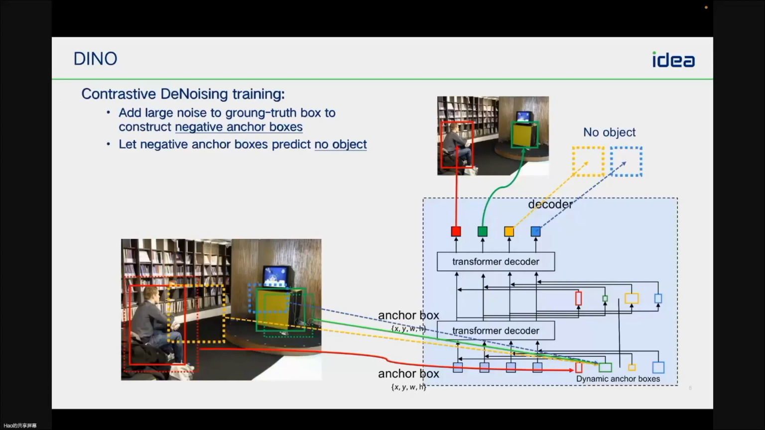In contrastive denoising training, we have 2 types of noise boxes, which are positive examples with small noises and negative examples with large noises. For example, the red box here with solid line is a GT box. The red box with dashed line is a positive example, and the yellow one is a negative example. We let the positive predict the GT box and the negative predict no object. This contrastive way reduces duplicate boxes.